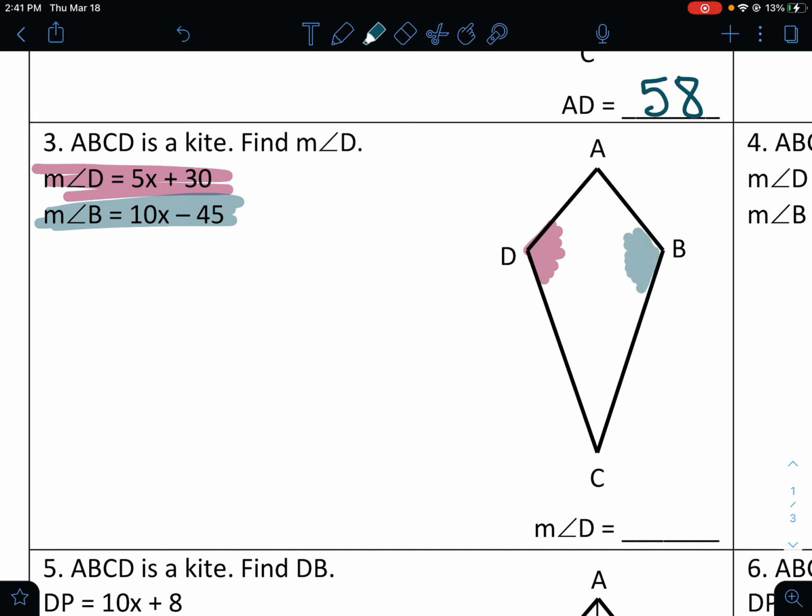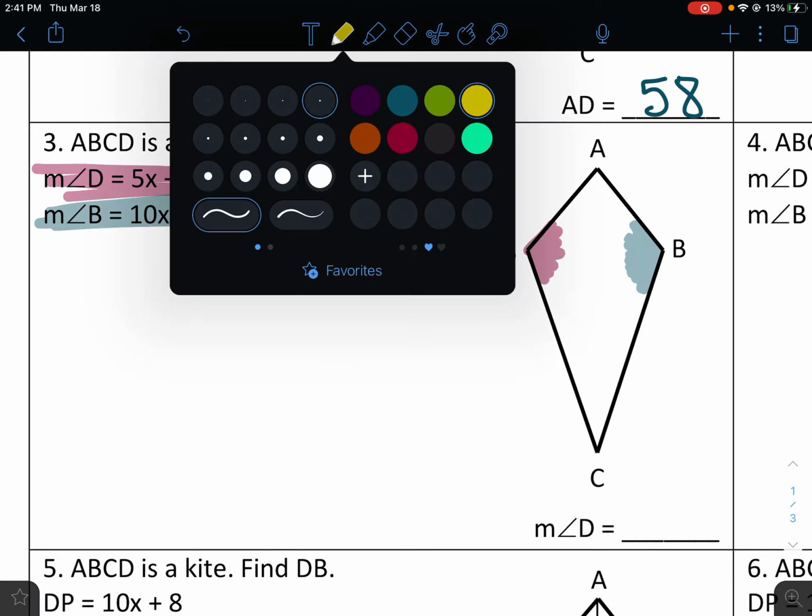Okay, and again, in all kites, the angles between the top, I guess you could say, and the bottom, those are going to be congruent. So D and B are congruent. Now angle A and angle C, not congruent. All right. Okay, so this is also going to be a part equals part. Let's go ahead and set this thing up and solve it.